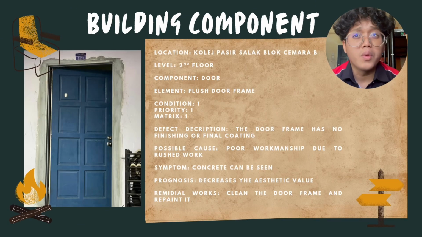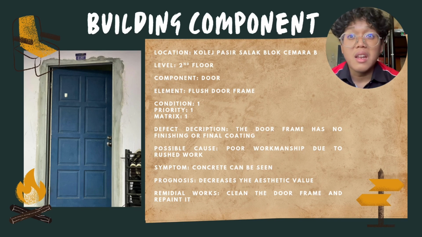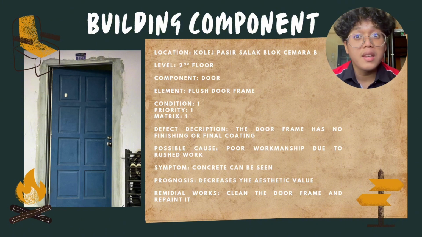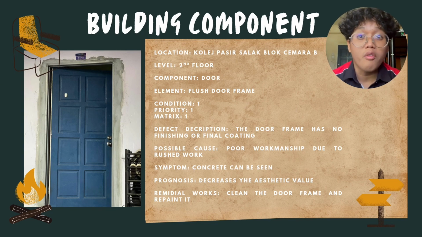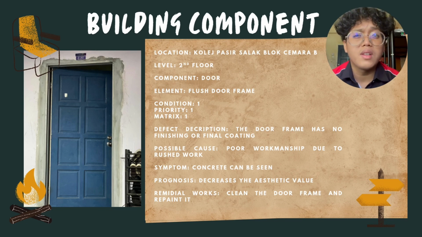The second defect for building component can be found in College Pasir Salak Block Cemara B. The level is second level and the component is door. The element is flush door frame. The condition for this defect is given 1, priority 1, and matrix is 1. The defect description is the door frame has no finishing or final coating. The possible cause for this defect is poor workmanship due to rush work.